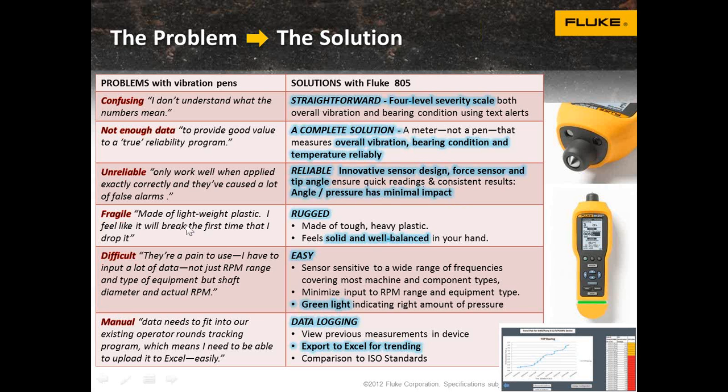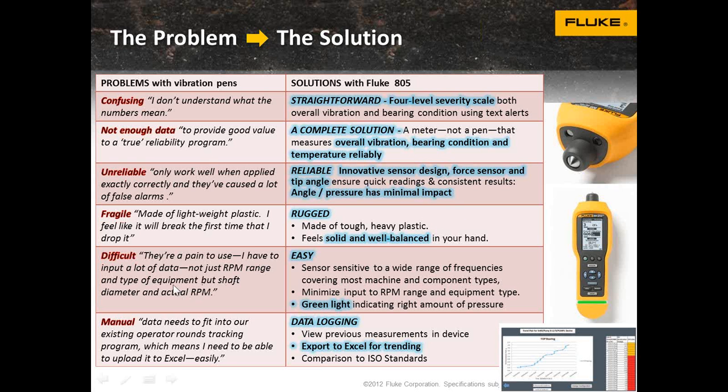A lot of the vibration pens are made of cheap, lightweight plastic. You drop it and break it. Well, the Fluke brand is very rugged. All Fluke instruments are very, very rugged. They're made out of tough, heavy plastic. When you hold them, they feel very, very solid and well balanced in your hand.